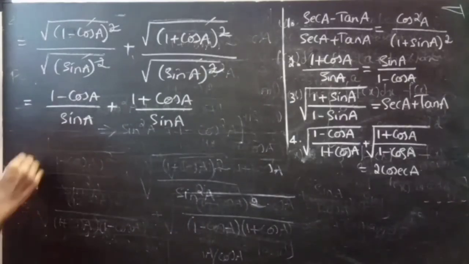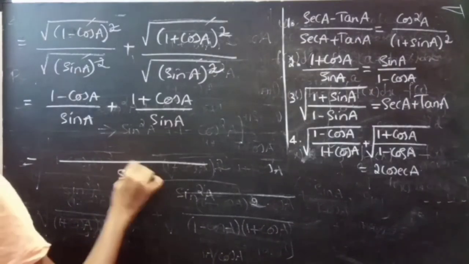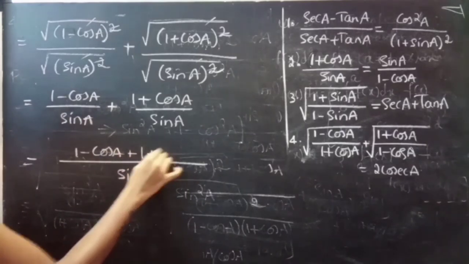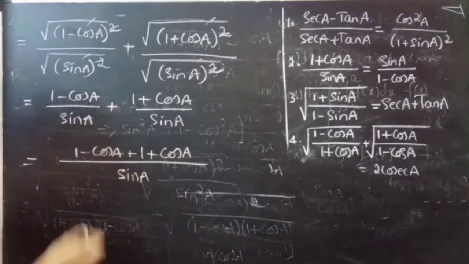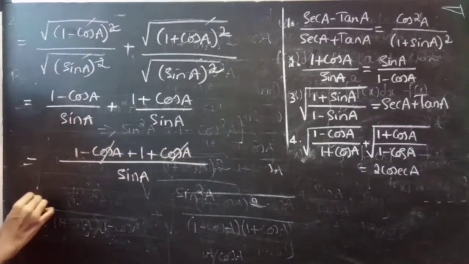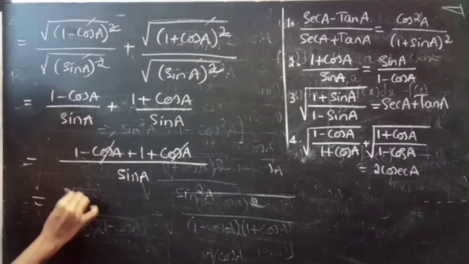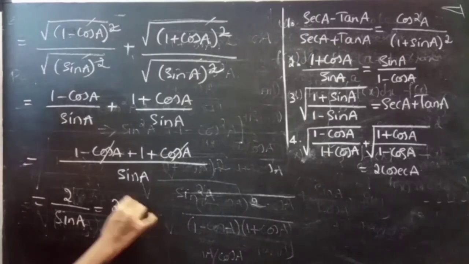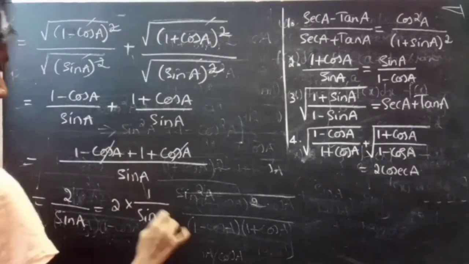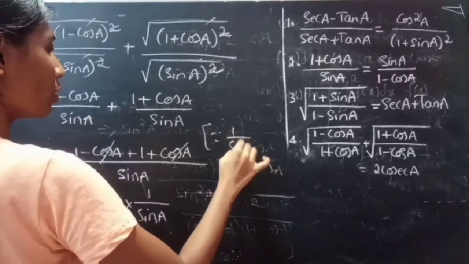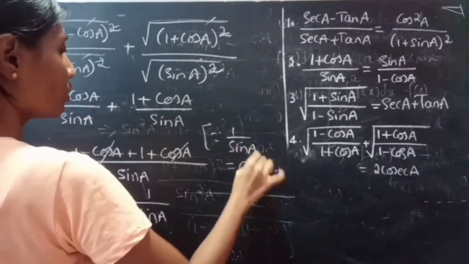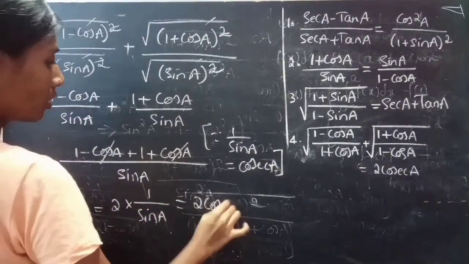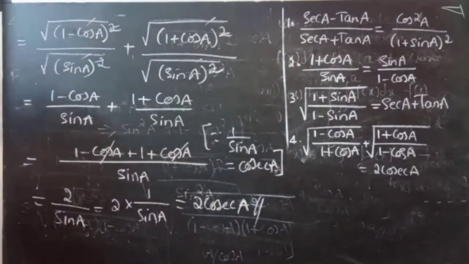So take the LCM, sin A. In the numerator you will get 1 minus cos A plus 1 plus cos A. Minus cos A plus cos A gets cancelled. So this equals 1 plus 1, that is 2 by sin A. You can write it as 2 into 1 by sin A. Since the reciprocal of sin A is cosecant A, this equals 2 into cosecant A. This completes the fourth proof.